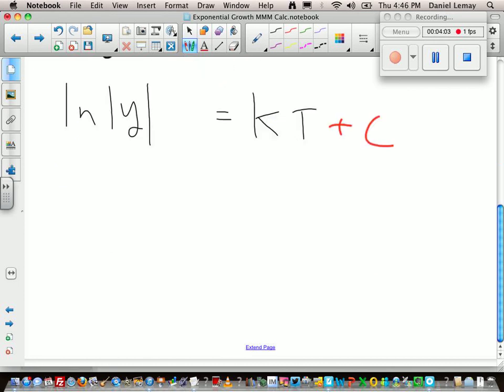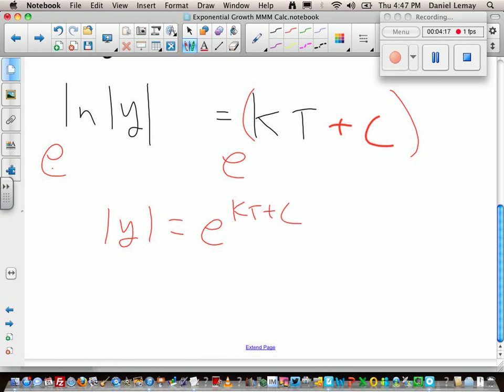Okay, now I want to have this in the form f of x or y equals something. So in order to do that, I'm going to exponentiate both sides. Well, e to the ln cancel out. If I just take the absolute value, I can just write it as y.